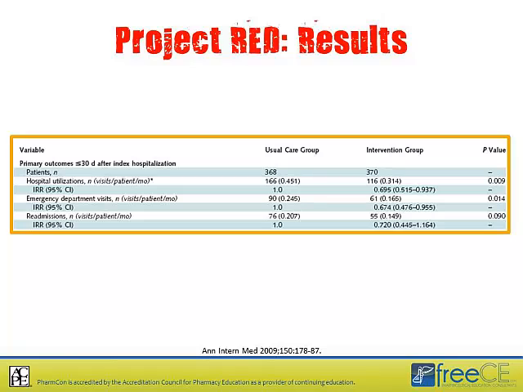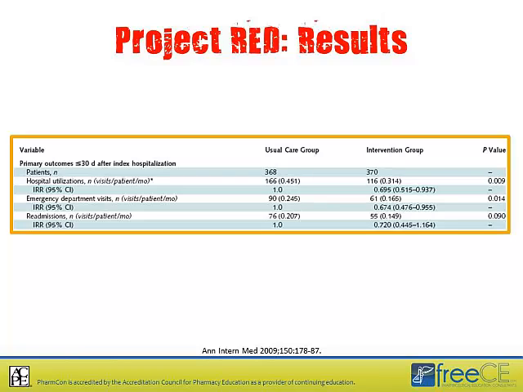So the next piece of their project was to take a look at what difference their intervention made on rehospitalizations or hospital utilization. And so they had about 700 patients that were included, and they randomized them either to receive usual care or to receive the intervention which we've just discussed. And so these are the results for you here. And essentially we have various variables on the left-hand side, and then we have the usual care group, intervention group, and the p-value comparing the two groups.